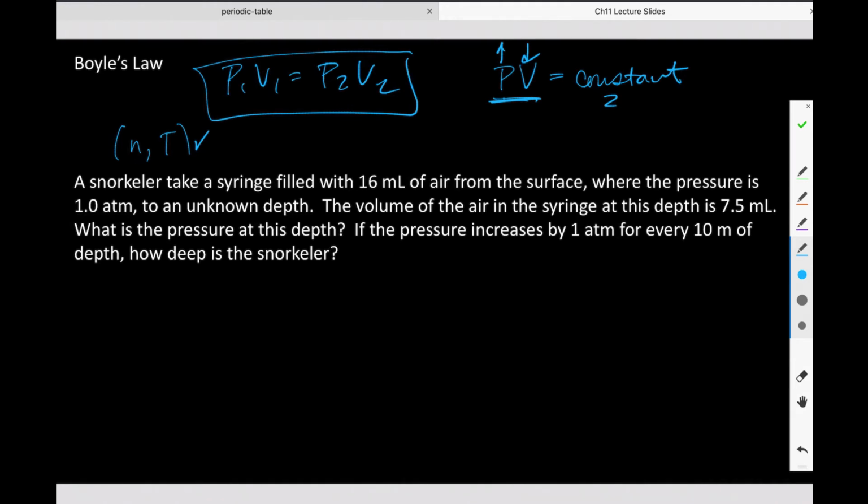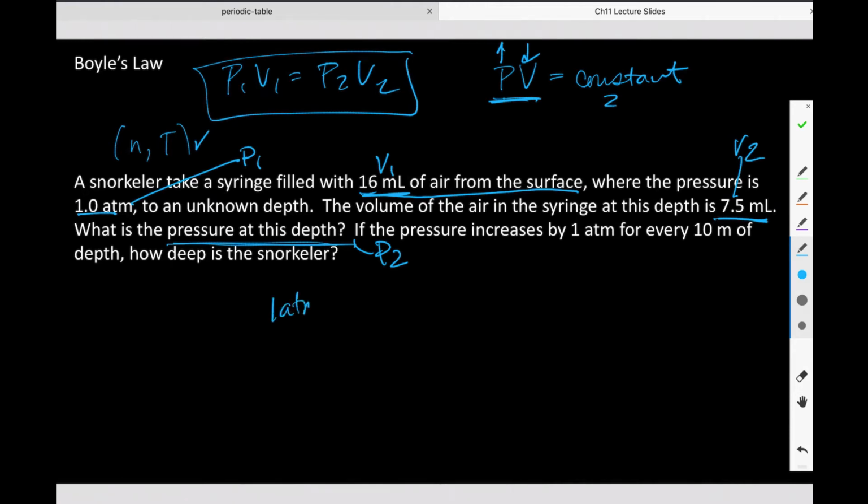Okay, so let's solve this problem real quick. It says a snorkeler takes a syringe filled with 16 mL of air from the surface where the pressure is 1 atmosphere to an unknown depth. The volume of the air in the syringe at this depth is 7.5 mL. What is the pressure at this depth? So if we're looking at our information, we have 16 mL, so that's a volume where the pressure is this. So this is my P1. So I have a V1, P1, I have a V2, and I'm looking for P2. So let's go ahead and solve.